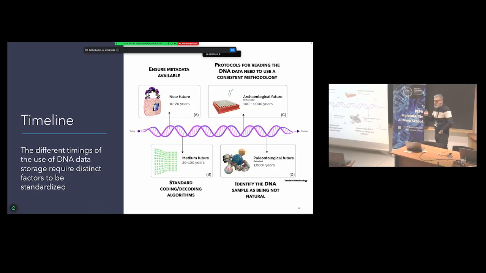How all the, let's say, biochemical process for being able to retrieve information from the molecules. And then if we are talking about more than 1,000 years, of course, everything should be taken into consideration, and here we should take into consideration the standardization. But at that moment, something very important is that we must be able to identify that the DNA sample is not natural and it's not carrying life. So people that will do sequencing of that must know that this is not life, but this is binary information that was stored.